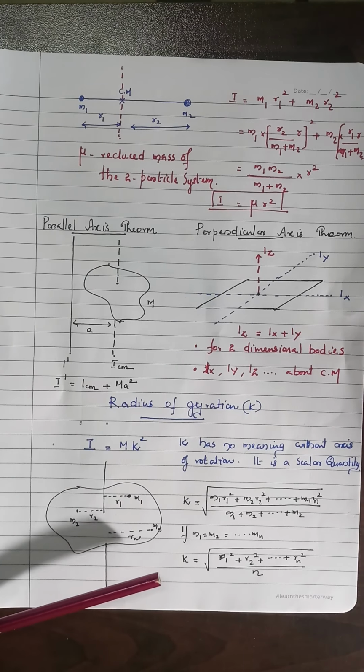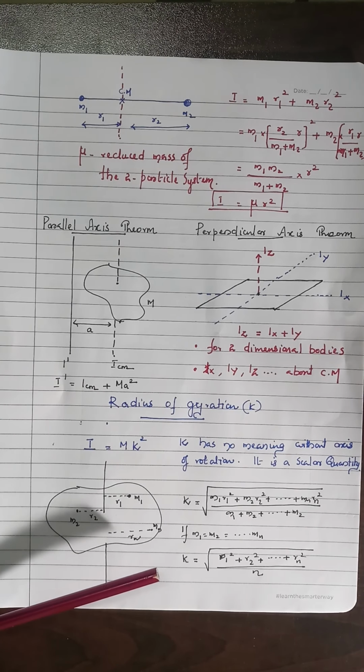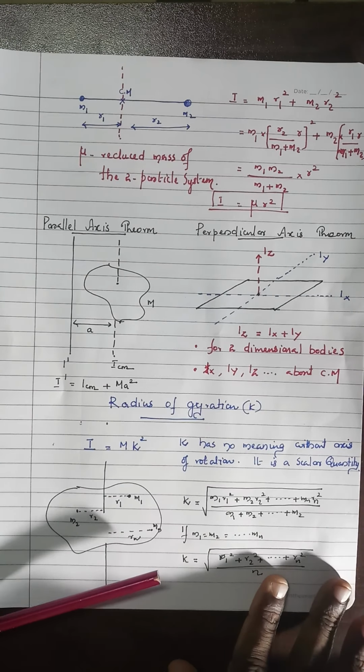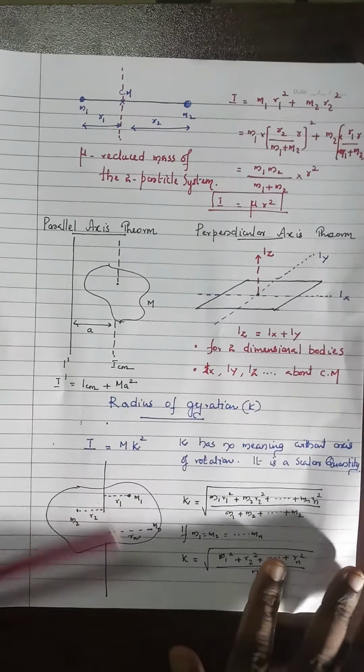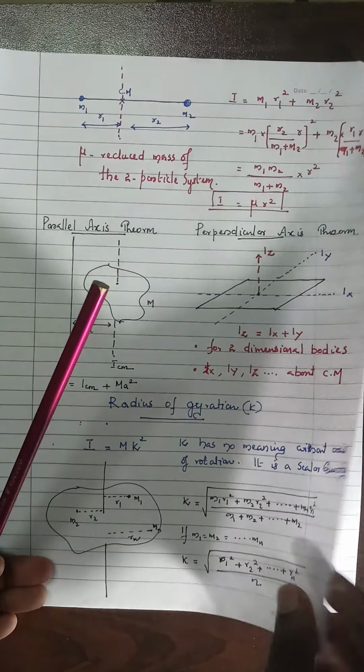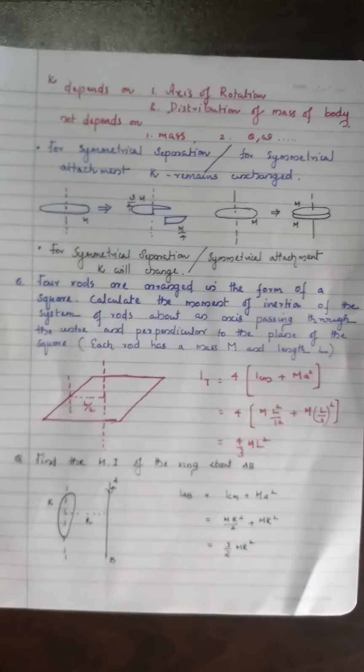Look here. The radius of gyration for an n particle system can be easily found as equal to the root of r1 square plus r2 square plus etc. rn square by n. It's a good formula. We can go through some important concepts.